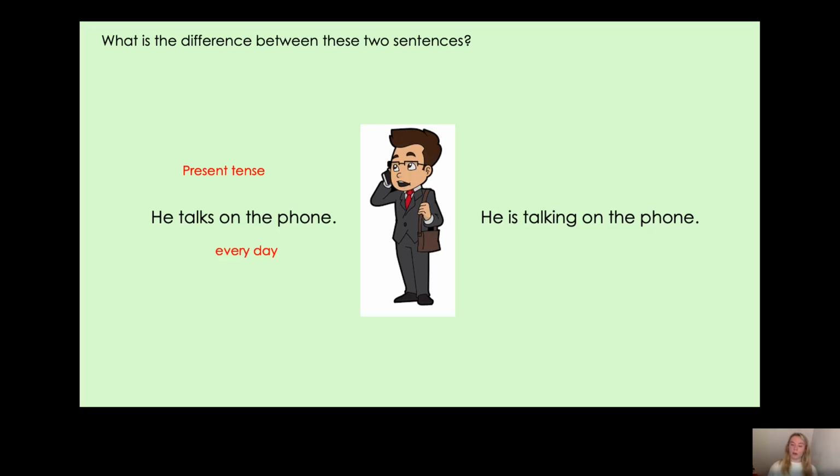Now the other one says he is talking on the phone, and that is the present progressive or the present continuous, and that says he is talking on the phone, and that shows that he is talking on the phone right now. So in the picture right now, he is talking on the phone. So that is the difference with the present tense. It's something that he does regularly, and in the present progressive tense, it's something that he's doing right now. So here we go.